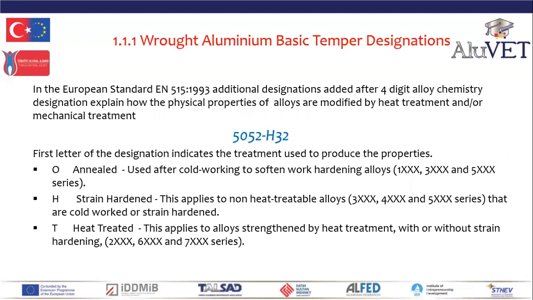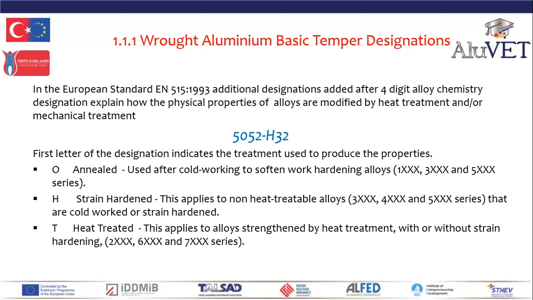In the European standard EN 515, additional designations are added after the four-number alloy chemistry designation. The additional designations explain how the physical properties of the wrought aluminium are modified by heat treatment and all the mechanical heat treatments. In the example you're looking at, 5052 is the four-number chemistry series, and after that you will see a letter H and some numbers.